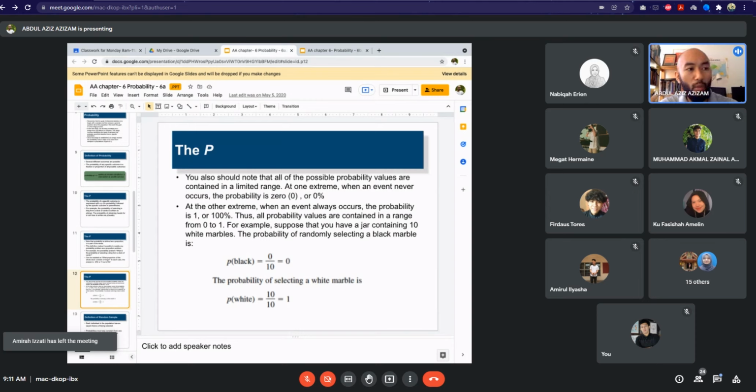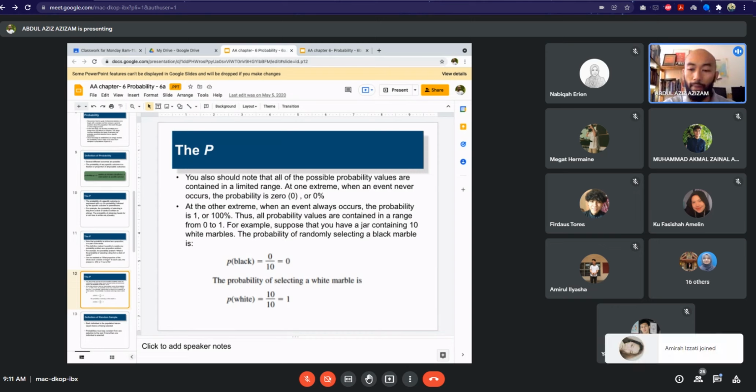The probability of selecting white marble, so kalau dalam jar tu memang semuanya white, 10 marble tu, 10 ni adalah white, so dia bahagi 10 kali 10 sama dengan 1. So P equal to 1. So every time you randomly select, you will get 1 white marble. Okay, so for the black marble, every time you select, you will always get 0 black, which is there's nothing there, there's nothing black, because there's always 0.